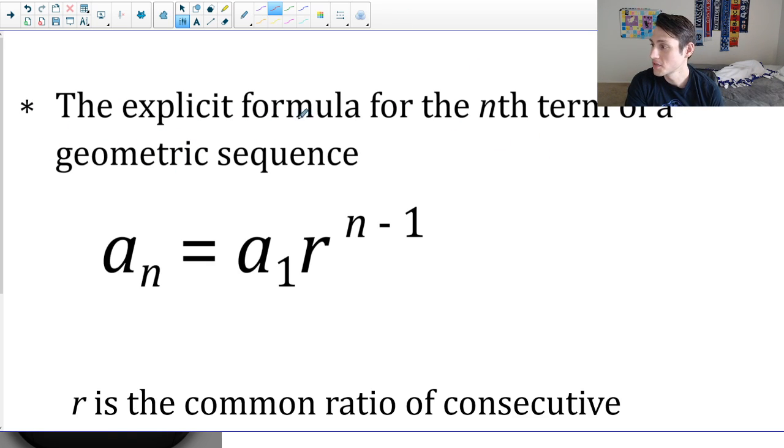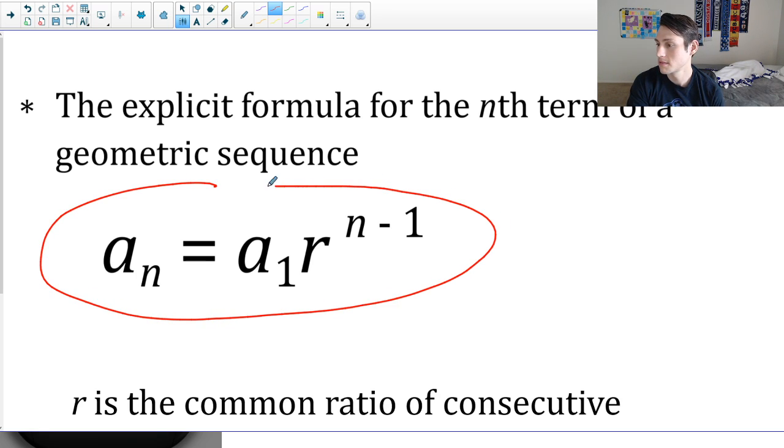All right. The explicit formula for the nth term of a geometric sequence is this. Okay, so for arithmetic... That does not say arithmetic.